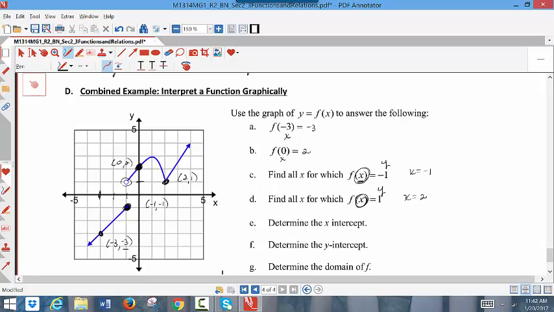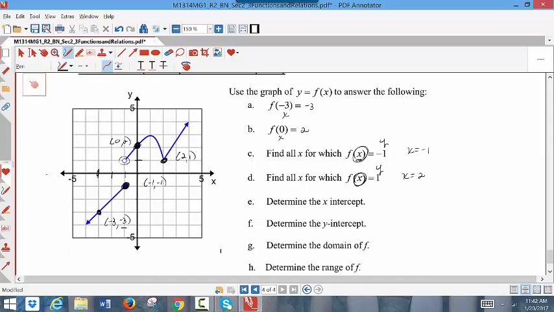Determine the x-intercept. Well, you know what? This is the x-axis, and it never crosses the x-axis, so there is no x-intercept. Determine the y-intercept. Okay, I cross the y-intercept on the y-axis. I don't know if you can see this or not. It's right here. Highlighted it so you can see it. That again is the point 0, 2, so your y-intercept is the point 0, 2.